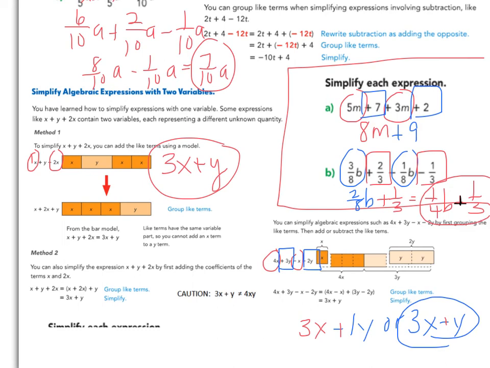Okay, so for the first one, I circled them in separate colors so it was easier for you to see visually. 5m plus 3m are like terms. That gives me 8m. Positive 7 plus 2 is positive 9. So my answer is 8m plus 9. Down here, 3/8 b minus 1/8 b. 3 minus 1 is 2/8 b. Then I do positive 2/3 minus 1/3 is 1/3. And since 2/8 can be reduced, my final answer is 1/4 b plus 1/3.